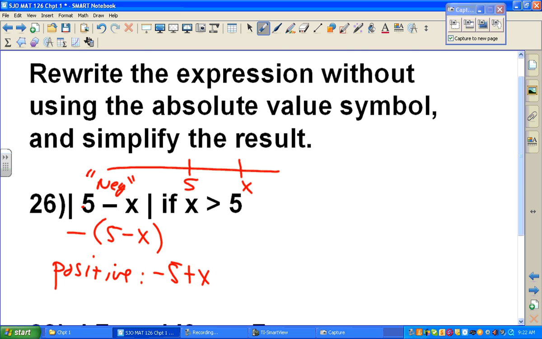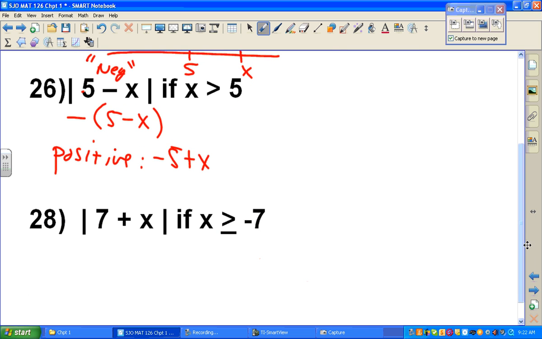And you say, yeah, but how do you know when to do that? You have to take a look. You have to think about it. On this one, 7 plus x, and x is bigger than negative 7. All the way down here is negative 7. X is bigger than negative 7.